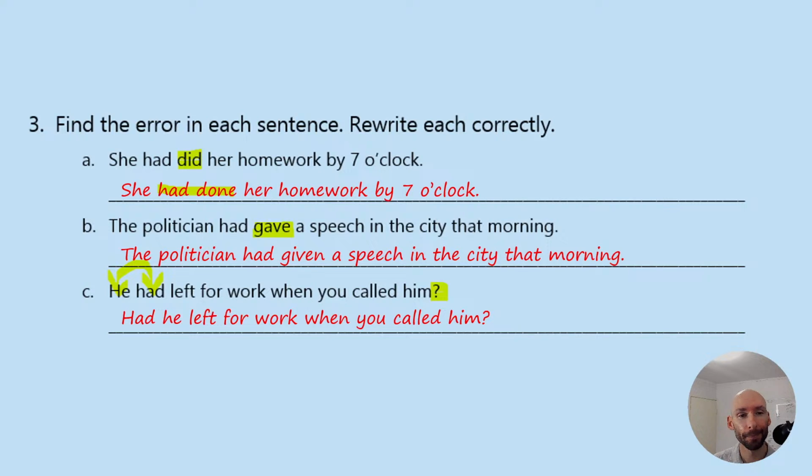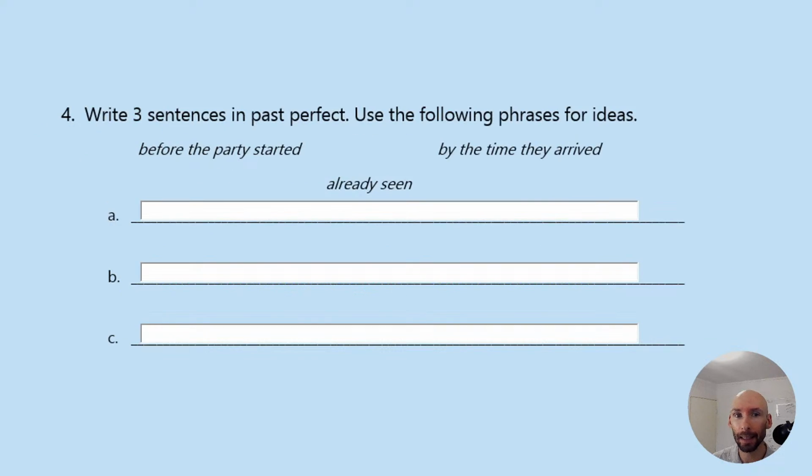Did you find the errors? Okay, let's move on to the last section. And here, just like the last section of our last lesson, we need to come up with some of our own sentences. Take a little moment now to think about sentences that you could form. Here we've got some phrases: before the party started, by the time they arrived, and already seen. So take a moment to think of a couple of sentences.